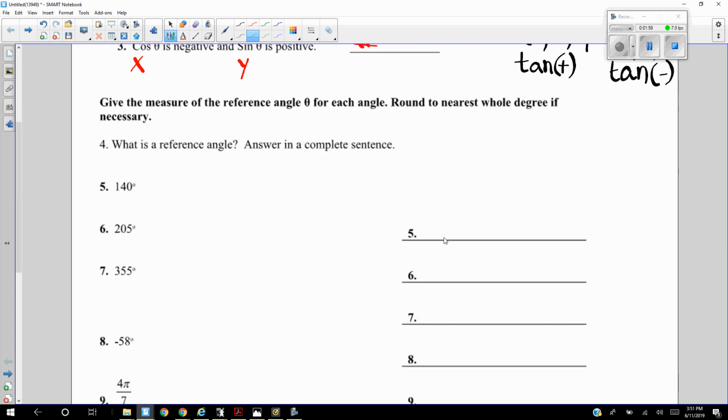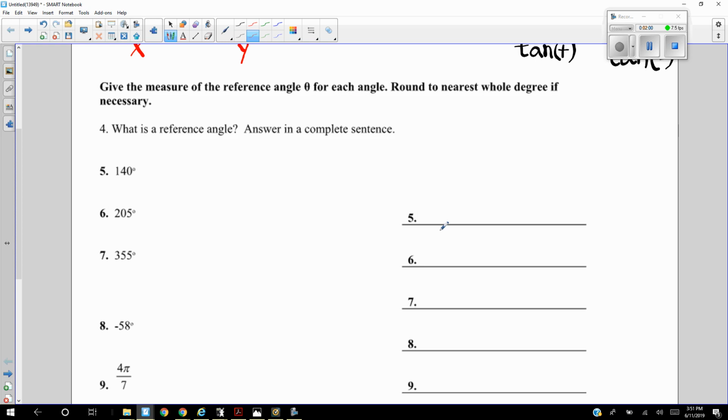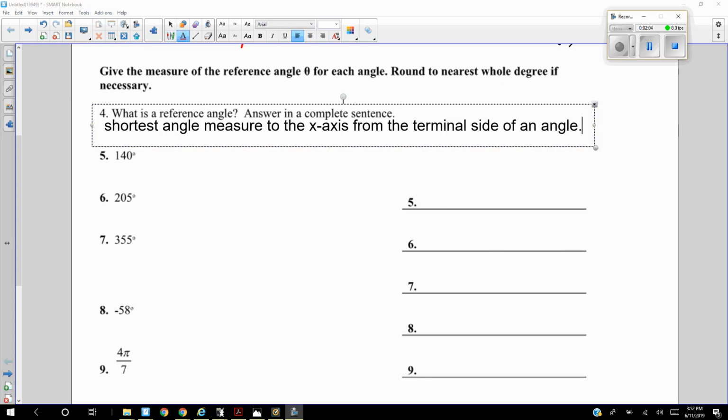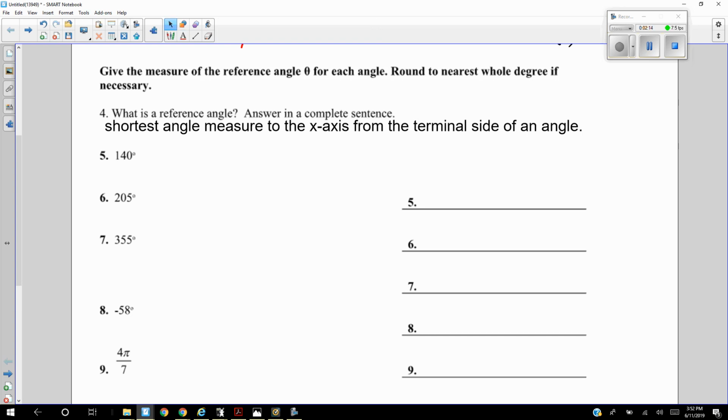Next section is referencing the reference angle. Number 4 wants to know what is a reference angle. So there's a lot of attributes we've talked about, but basically it's the shortest angle measure to the x-axis from the terminal side of an angle. You could also say the reference angle is always positive. It's always acute. You can include those as well, but that's the definition.